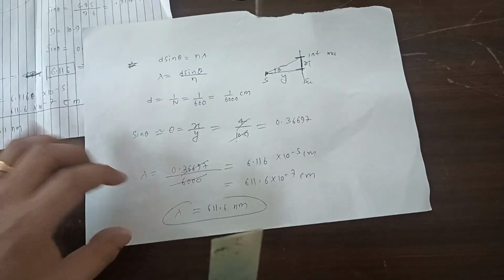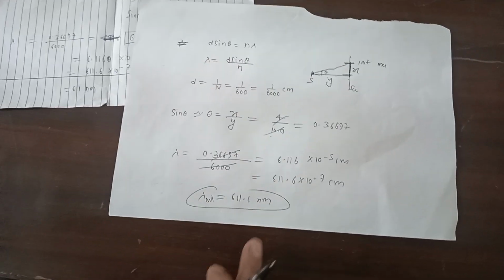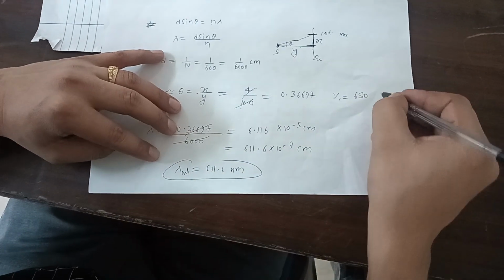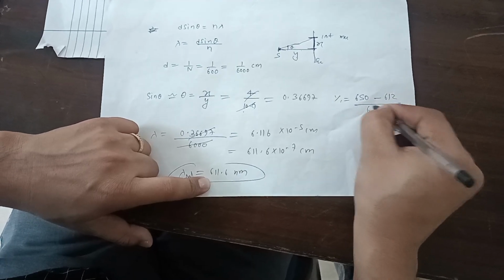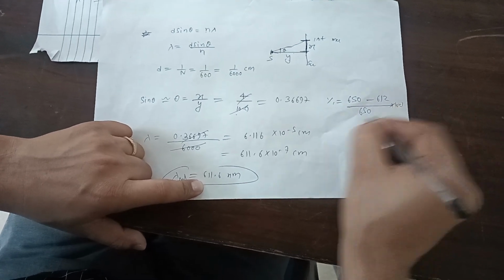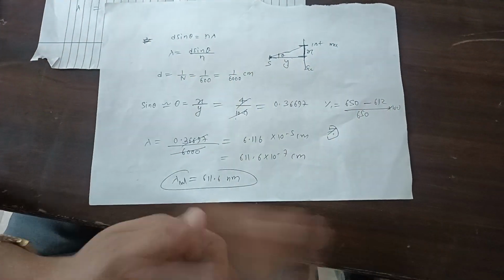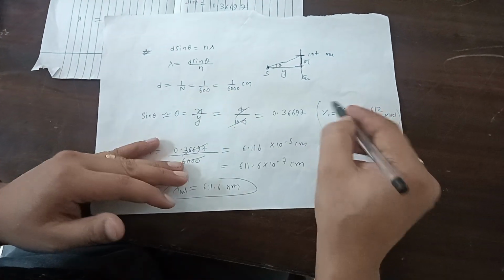So our calculated value is this, and you can see the true value is exactly 650 nanometer. Here you can find the percentage error: the true value 650 minus your experimental value, which is nearly equal to 612, upon the true value, into 100. If this percentage error is less than 10, we can accept this experiment. So try to minimize this percentage error so that you get better results. Thank you, I hope you understood.